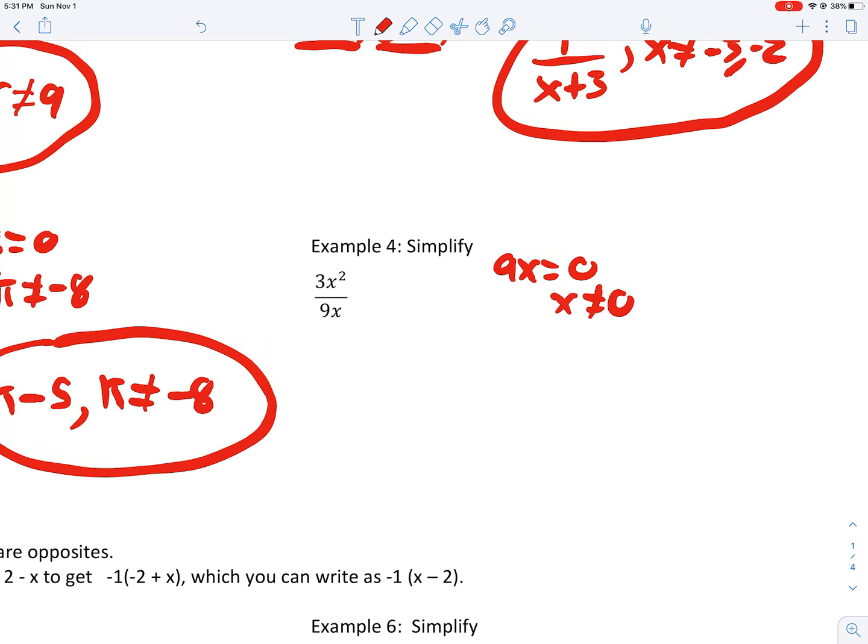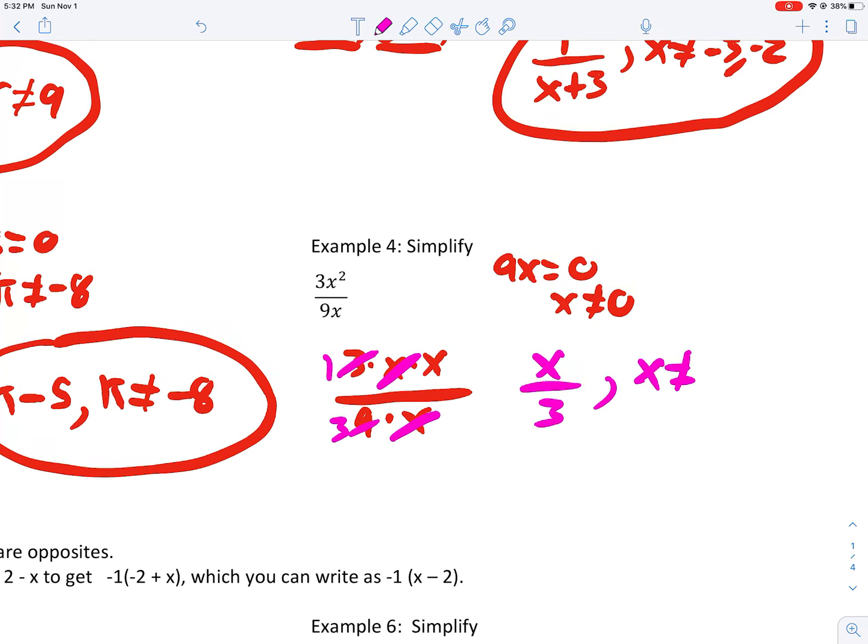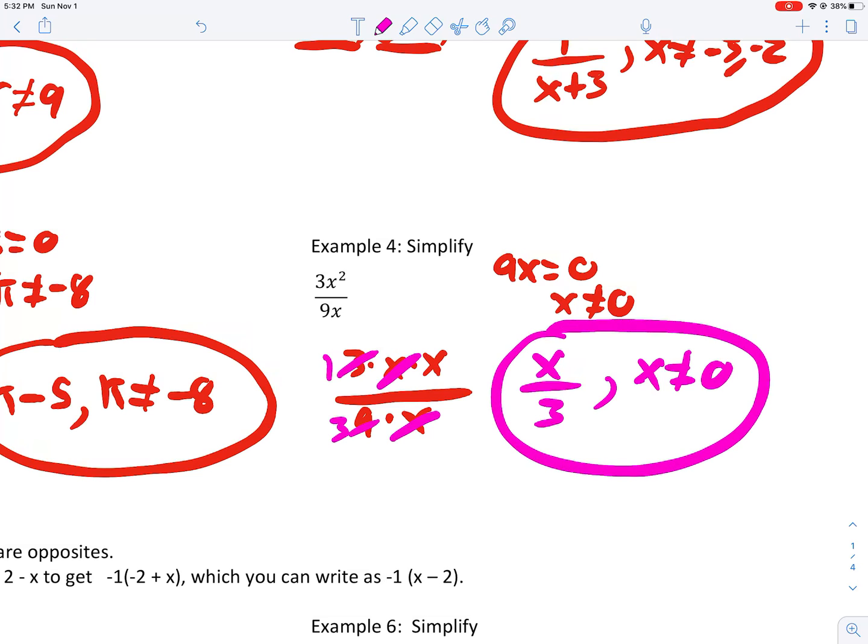So now I simplify. So I have 3 times x and 9 times x. So the common factors, I can reduce that x in one of those. The 3 becomes a 1 because it goes into itself 1 time. And it goes into 9 3 times. So now you have x over 3, and x cannot equal 0. So again, use factoring to make it so I can find common factors.